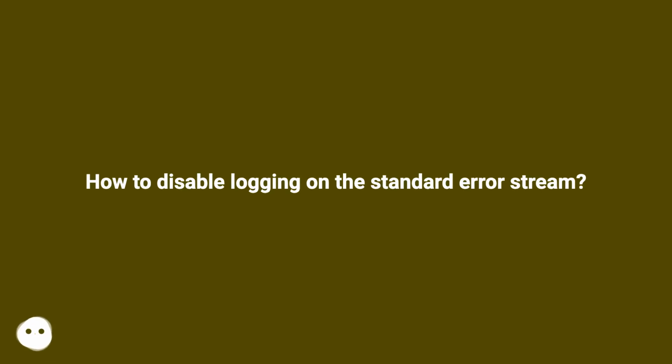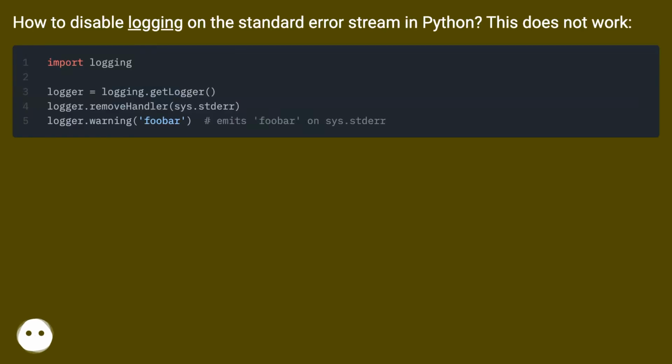How to disable logging on the standard error stream. How to disable logging on the standard error stream in Python. This does not work.